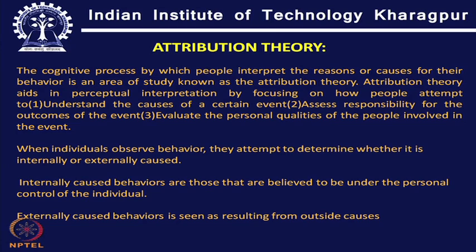So, what we try to say is whether a certain behavior is internally caused or externally caused. When we say it is internally caused, the behaviors are thought to be due to causes residing within the individual, or under the control of that particular individual. When we are talking of external causes, these are causes external to the individual and over which the person generally does not have any control. So, there could be two categories: internally caused behavior and externally caused behavior.